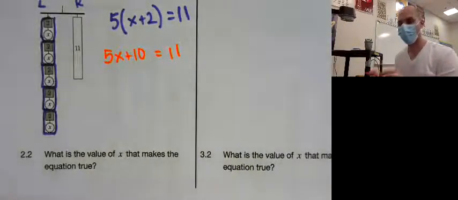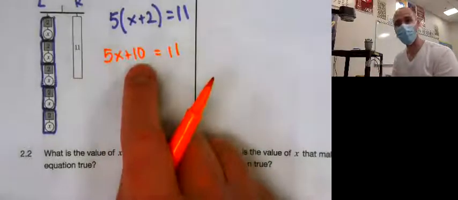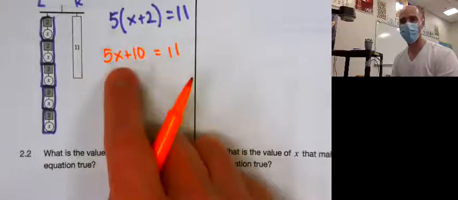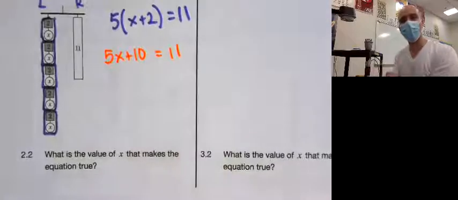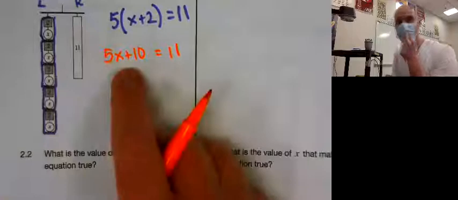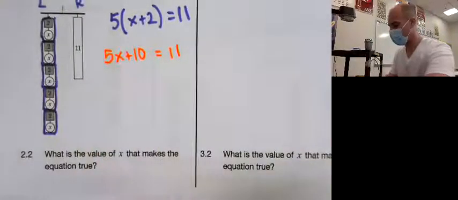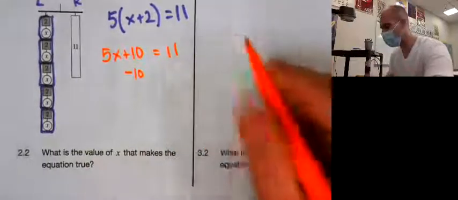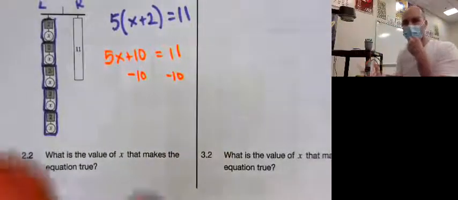I want to essentially remove these in opposite order of GEMDAS. So if I was doing GEMDAS, I would multiply first and then add. Because I'm working in reverse order, I'm going to deal with the addition first and then the multiplication. The way I deal with them is removing them through the opposite operation. Where I see addition, I'm going to use subtraction. And where I see multiplication, I'm going to use division. So I want to subtract this plus 10 away. But if I do it to one side of the equation, I must do it to the other side of the equation. This is how we keep things balanced.